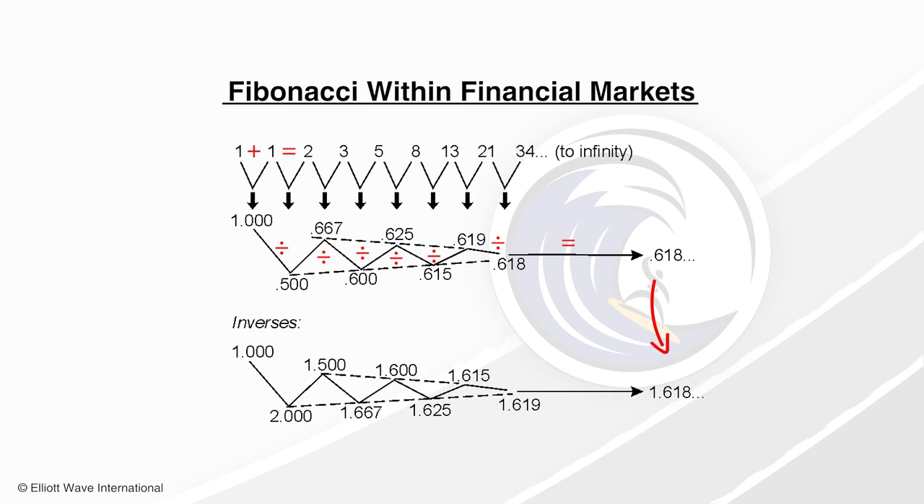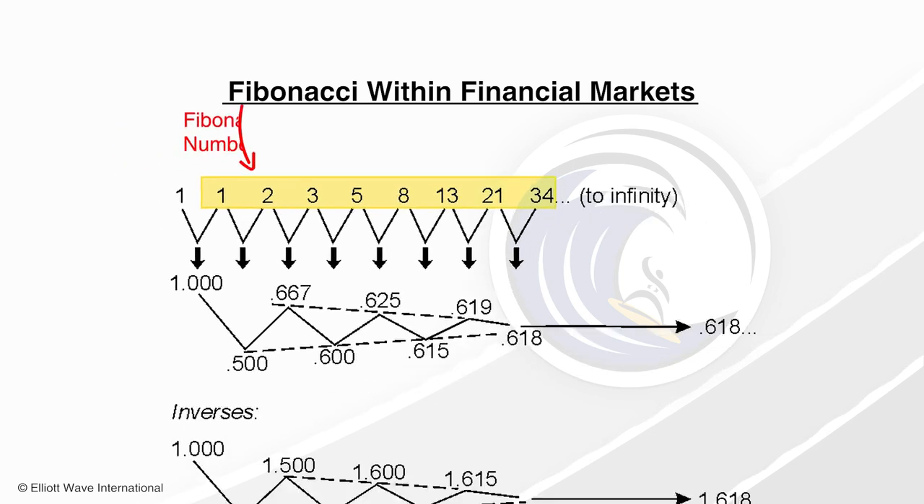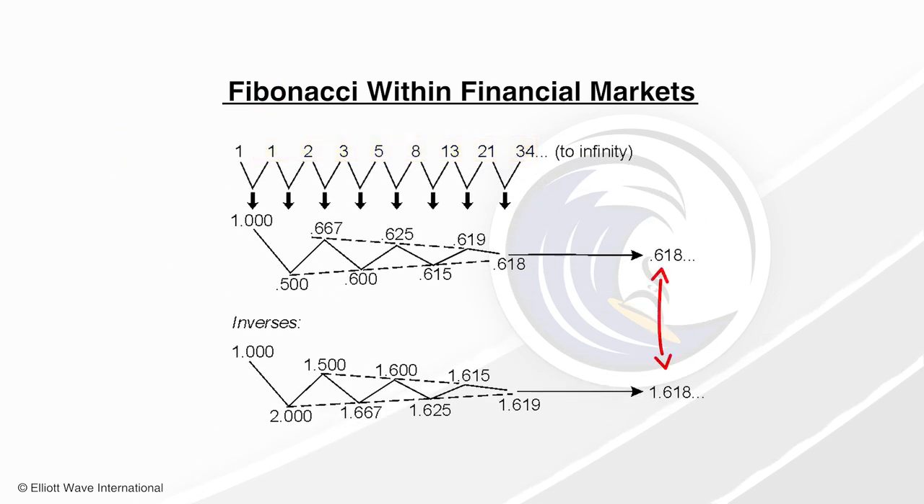Its inverse is 1.618. These numbers up here, 1, 2, 3, 5, 8, and so on, we refer to as Fibonacci numbers, and we refer to these numbers, 0.618 or 1.618, as Fibonacci ratios. Other Fibonacci ratios are 1 minus 0.618, which is 0.382, which you'll see in some of our analysis, or 0.5 and 0.786, which is the square root of 0.618.